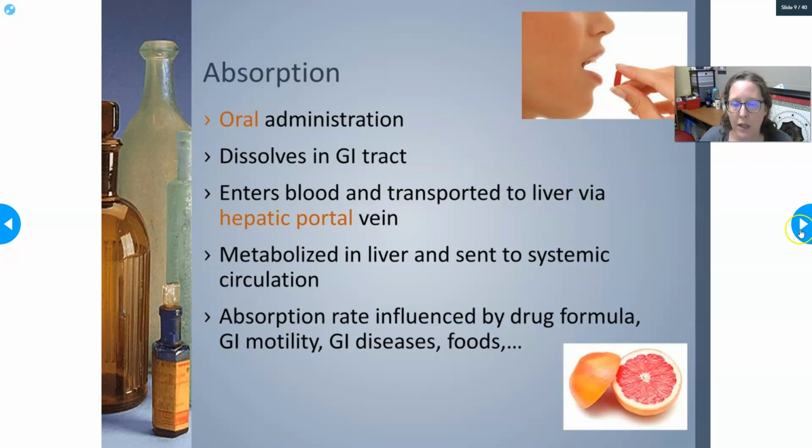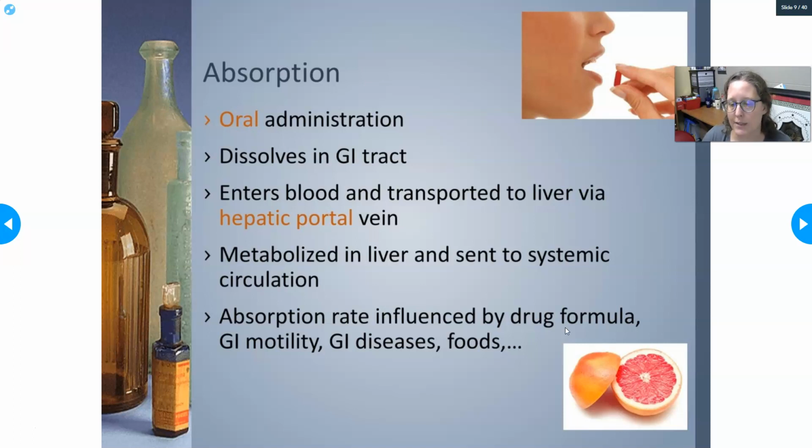And so these absorption rates can be influenced by the drug formula. Is it a rapid release formula? Is it an extended release formula? Is it a pill that needs to be dissolved into your GI fluids, or is it a liquid that you're drinking? So all kinds of things here can vary. The GI motility. So in this case, how fast are things moving through your system?